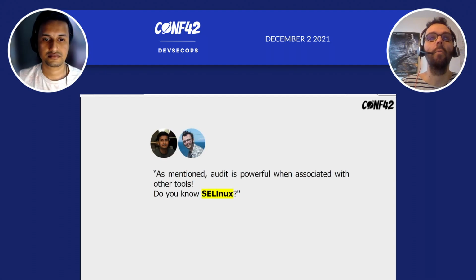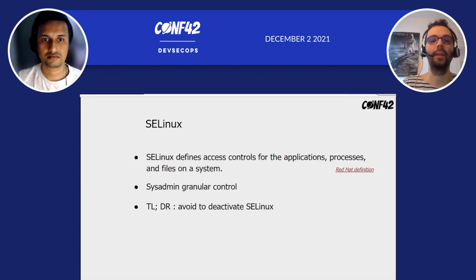But now we can ask ourselves, okay, we have a framework to print logs. So what can we do with this log? Audit is a framework, so we can easily plug other tools into it. Let's talk about SELinux then. SELinux was initially developed by Red Hat, and it has been included and open source in the kernel since the beginning of the 21st century. It provides granular control from a system administrator point of view.